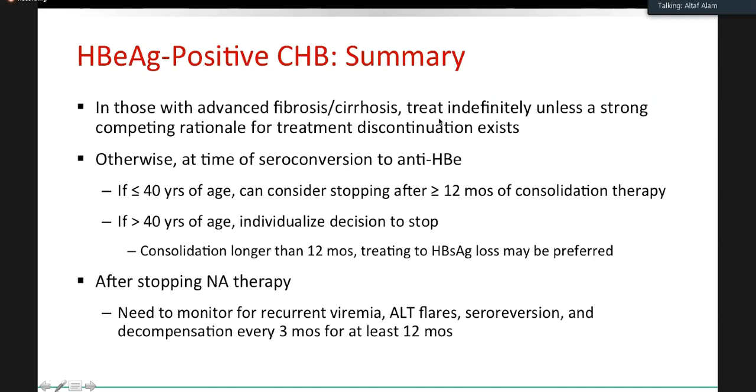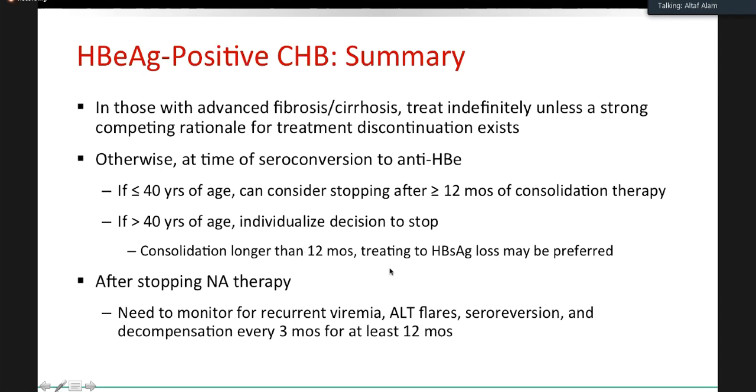So what do we do in E antigen positive chronic hepatitis B? In those with advanced fibrosis or cirrhosis, treat indefinitely unless a strong competing rationale for treatment discontinuation exists. Otherwise, at the time of seroconversion to anti-HBe, if less than 40, consider stopping after more than 12 months of consolidation. If more than 40, individualized decision to stop.